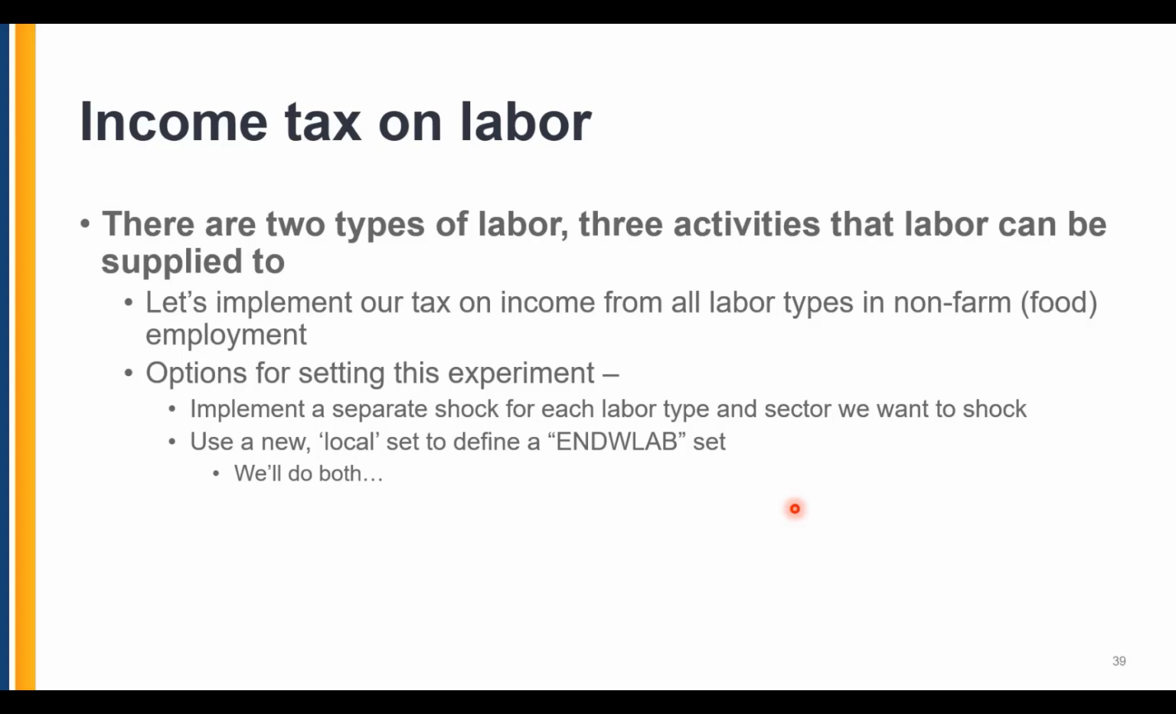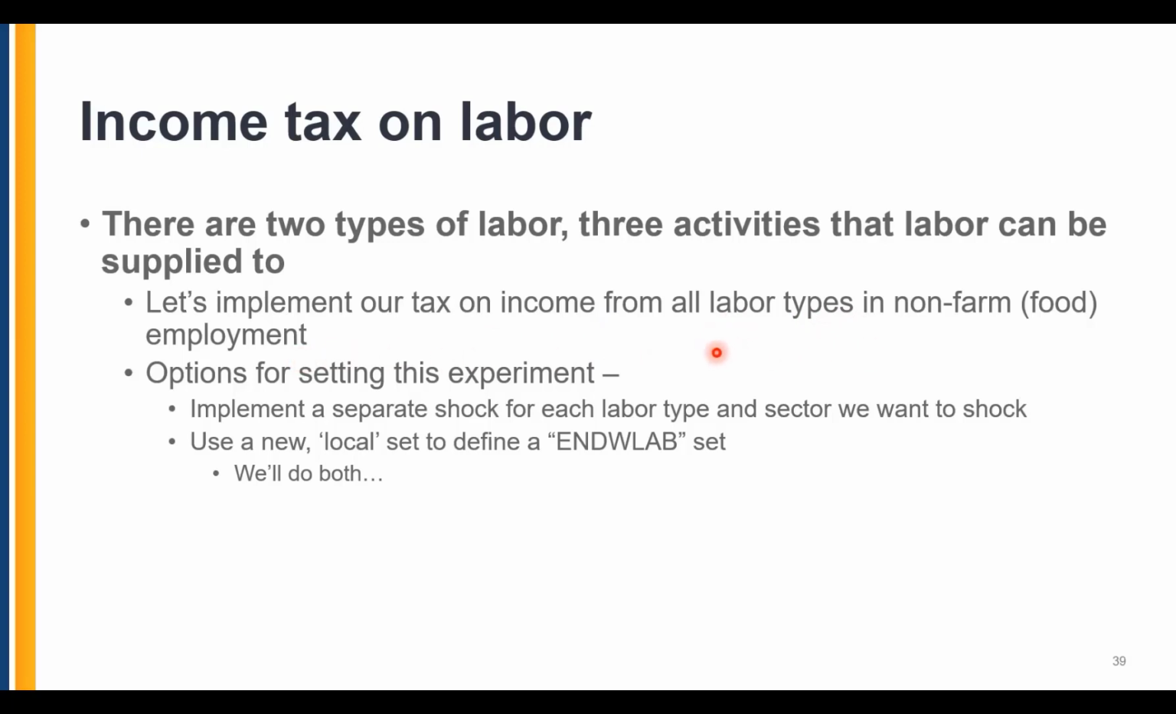Okay, so we know a little bit about the tax rates in the model and the initial tax. We know there are no taxes, and that what our simulation we've proposed is going to do is raise taxes on labor supplied to some activities, maybe all activities. Those shocks are going to take the tax from what would be a 0 rate to a 2% rate. We're going to target the rate. So if we looked at the data, we'd see there are 2 types of labor and 3 activities that labor can be supplied to. So let's implement our tax on income from all labor types in non-farm employment.